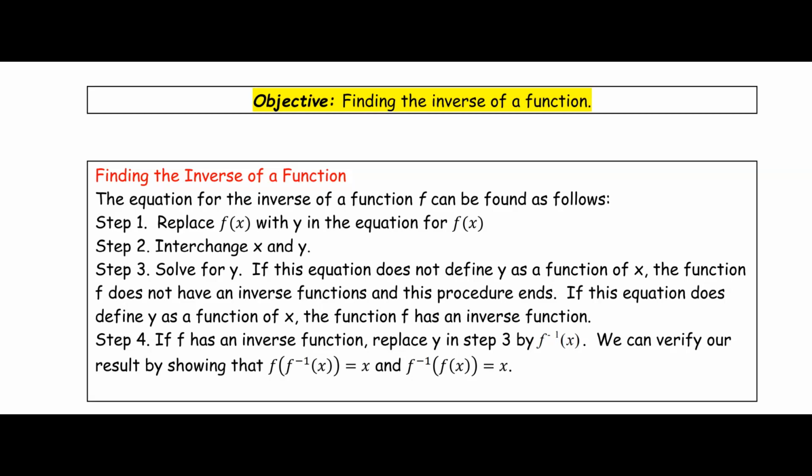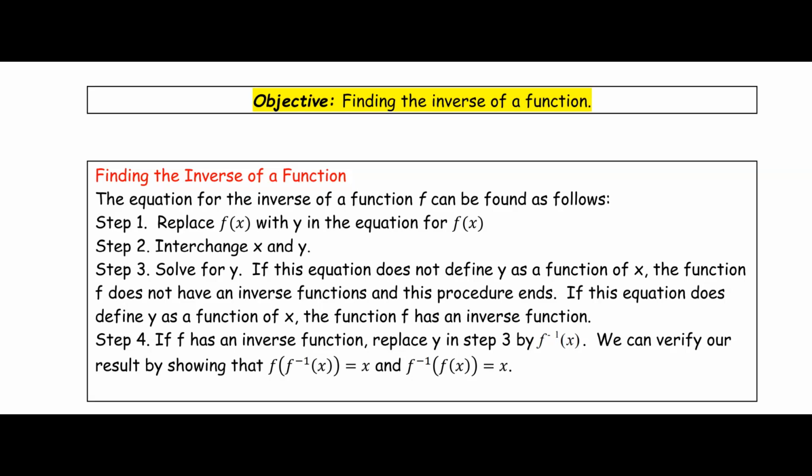Now let's discuss how to find the inverse of a function, how to find the expression for the inverse of a function. To do that, we just follow the following steps. So you're given the equation for the function f.